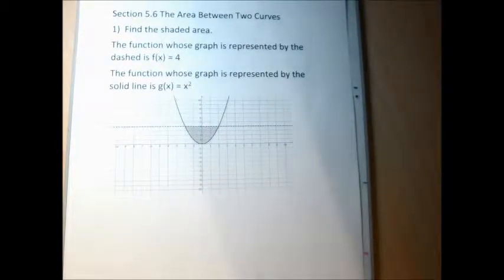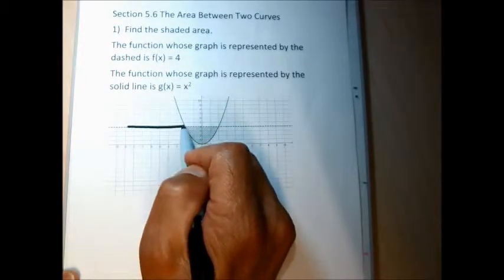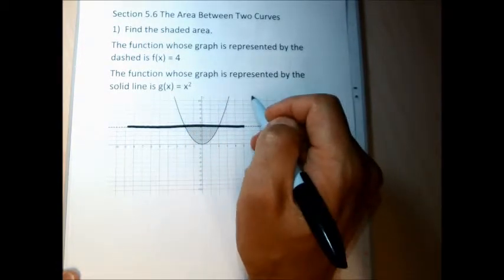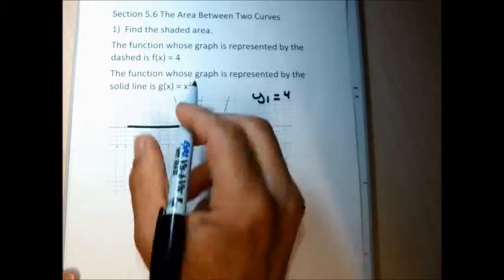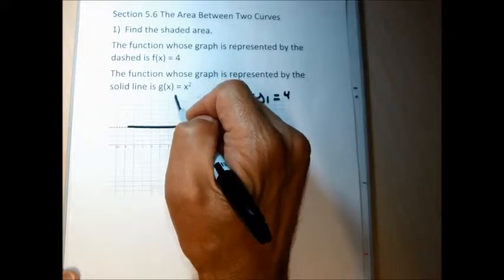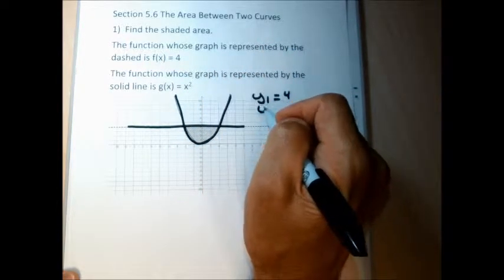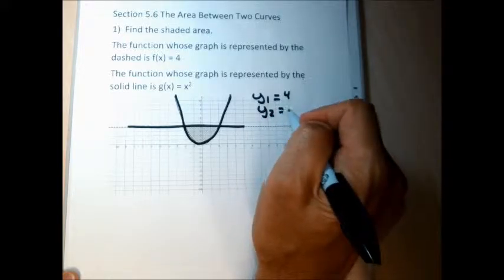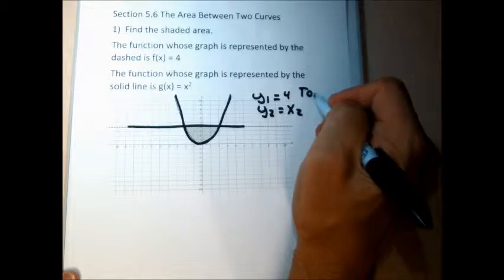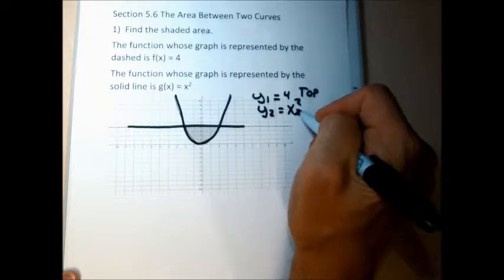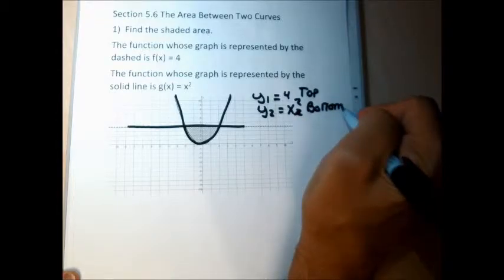So here's problem 1. You can do this on your calculator. This dashed line has the equation, we'll say y1 equal to 4. And then the parabola has the equation y2 equal to x squared. It hardly matters what I call them, because I'm going to subtract the top function by the bottom function. The y1 is the top function. The y2 is my bottom. It doesn't matter if I call them y's or f's and g's.